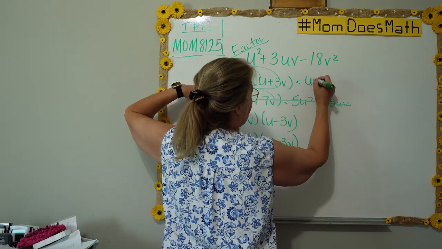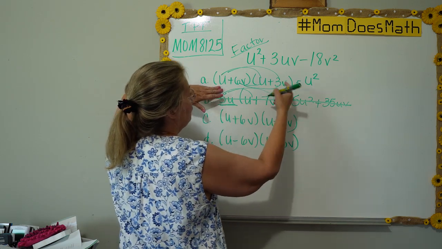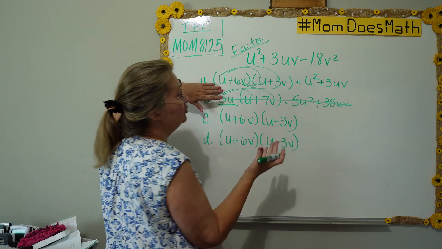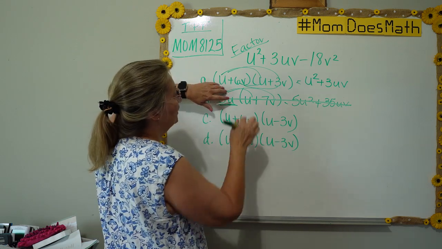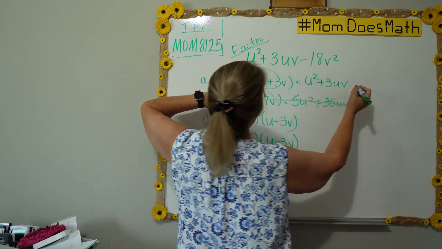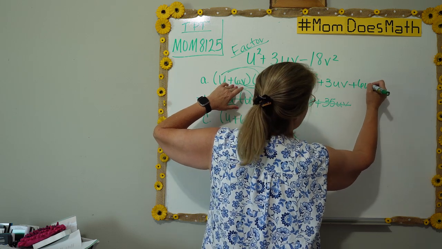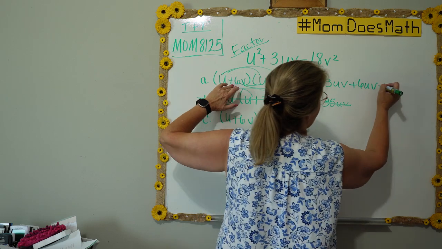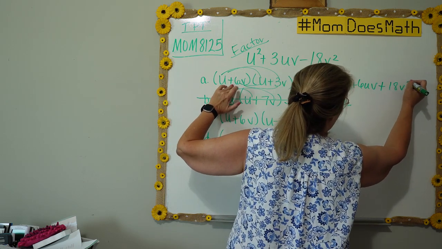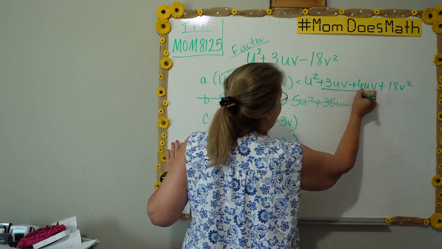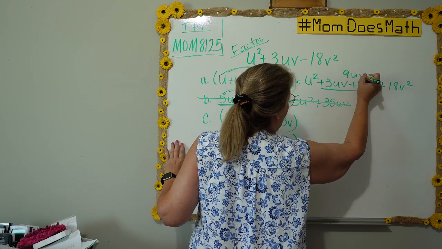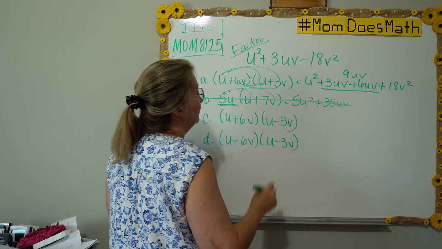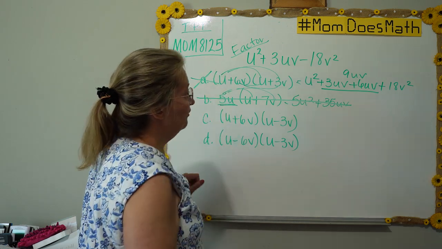All right, u times u is u squared. And u times 3v is 3uv. Remember, put your letters in alphabetical order. 6v times u is 6uv. Let me go ahead and finish. This would be positive 18v squared. Then you would add these two together. That's going to get you 9uv, which does not match here, and the minus does not match. So that takes care of A.